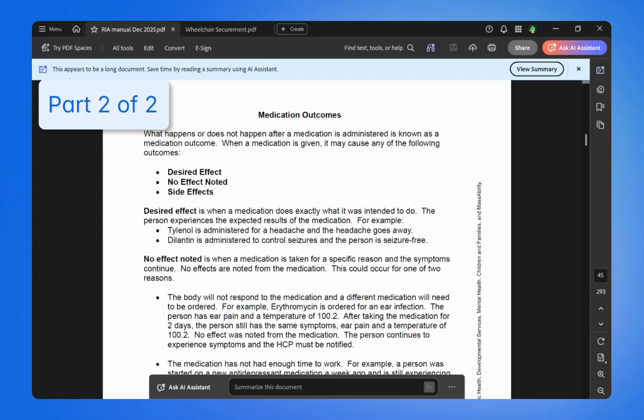Welcome to the second part of Unit 3 in the MAP RIA manual. Today we're going to talk about medication outcomes.